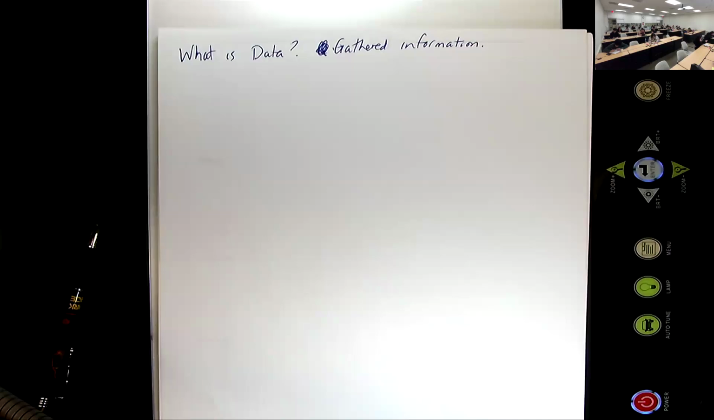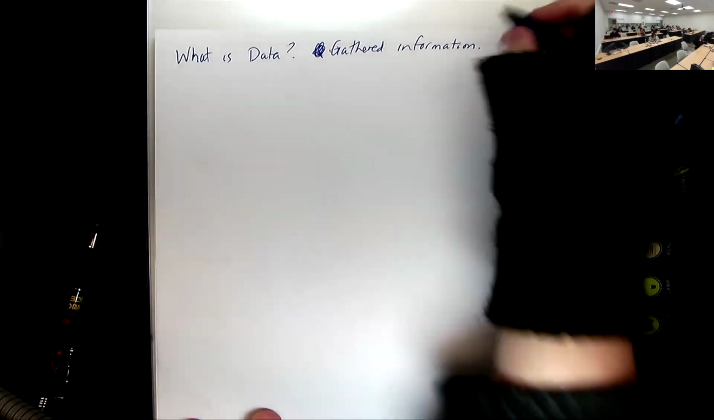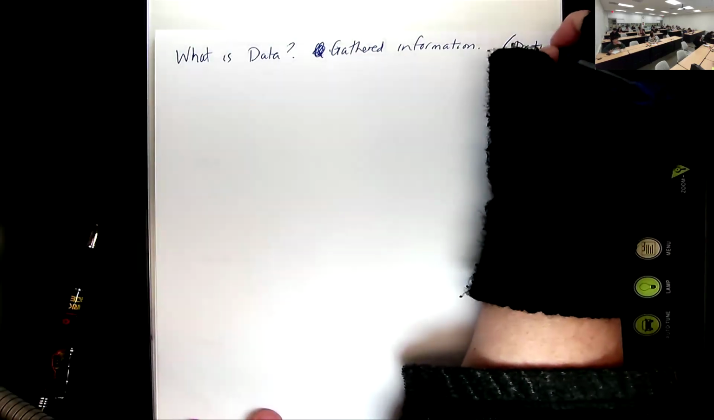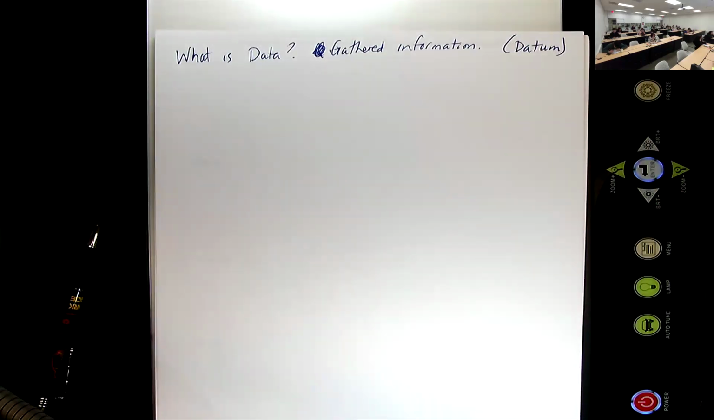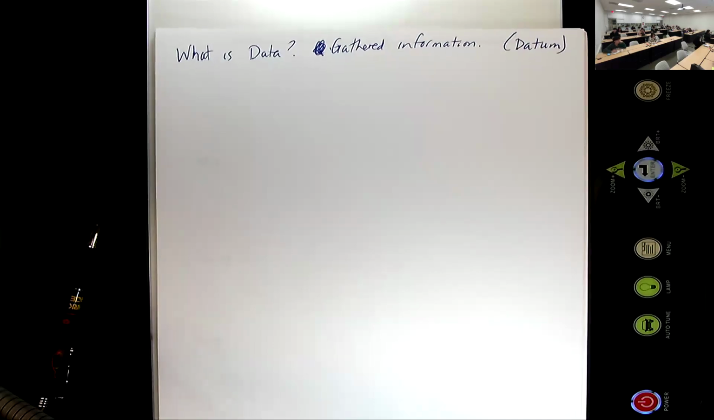Data is actually plural. It's a plural thing, like people. The singular is datum. But you never hear people say datum, it's a weird word. They'd say a piece of data or something like that. So data is gathered, collected information.